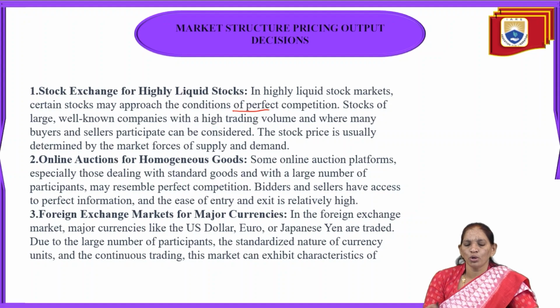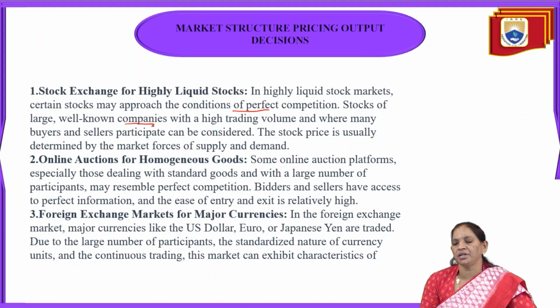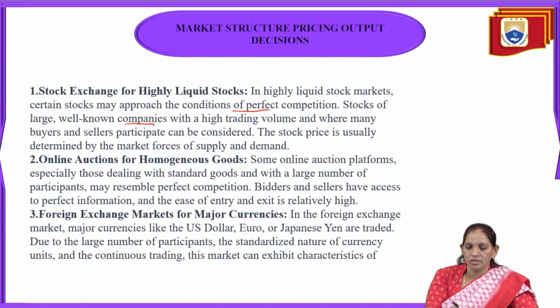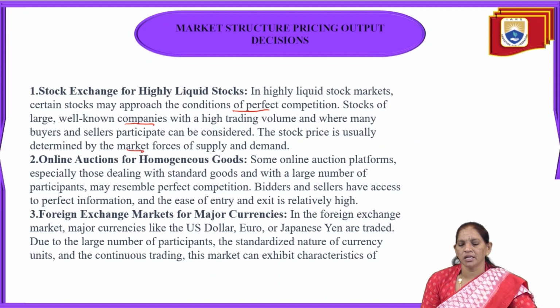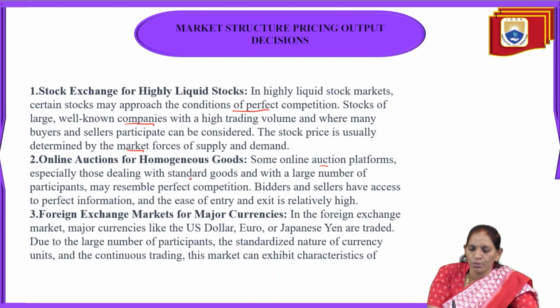These stocks are of very large and well known companies with high trading volumes, and there are many buyers and sellers participating. Here the stock price is usually determined by the market forces of supply and demand. Another example is online auctions for homogeneous goods. Sometimes we find auctions on online platforms, especially dealing with standard goods with a large number of participants.